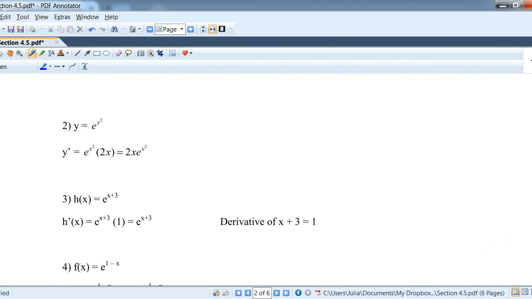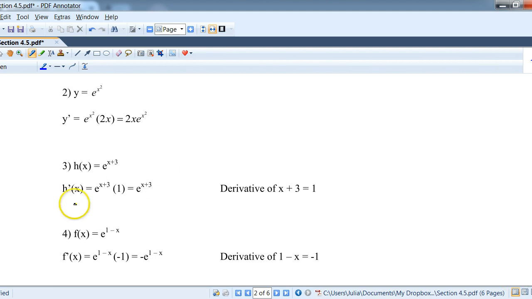What about the next example, e to the 1 minus x? Pause the video if you haven't already, and try to figure this out before looking on. And let's discuss this. It's e to the 1 minus x times the derivative of 1 minus x, which is negative 1. So we can put the negative on the front of the function.